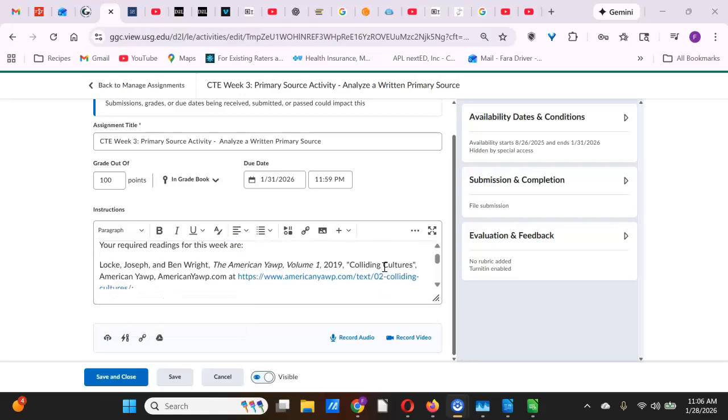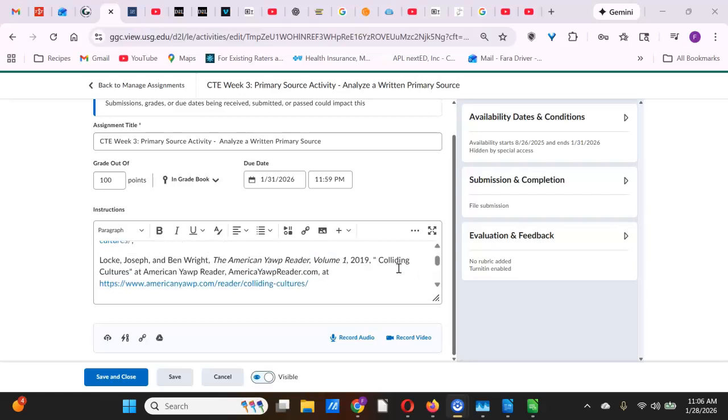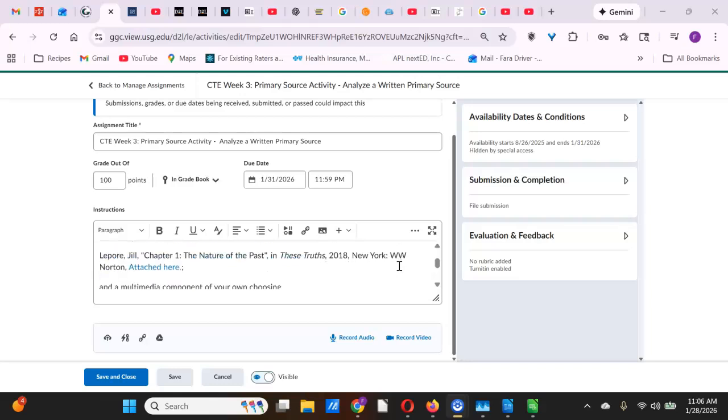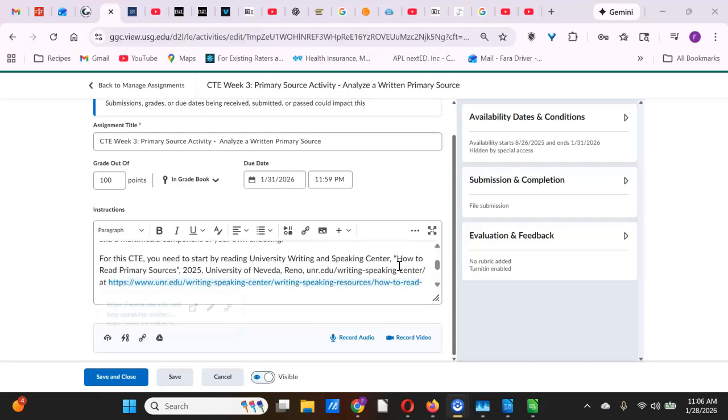Using the required readings for this week, which include the same ones that you would have if you decide to do the discussion as well: Locke and Wright's Colliding Cultures, both from the textbook and from the American Yawp Reader; Lepore's The Nature of the Past, which is particularly important to understand for doing this particular CTE; and the multimedia component of your choice. So it's the same sources you would be using for the discussion.